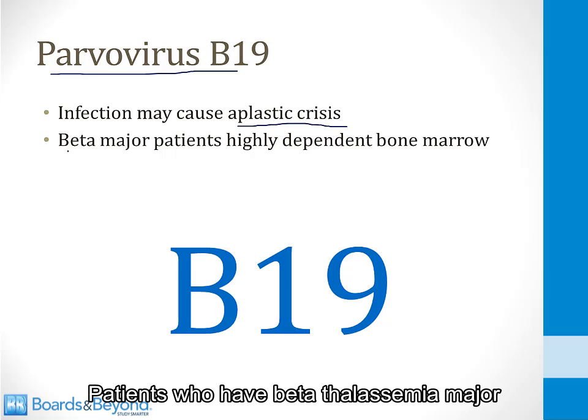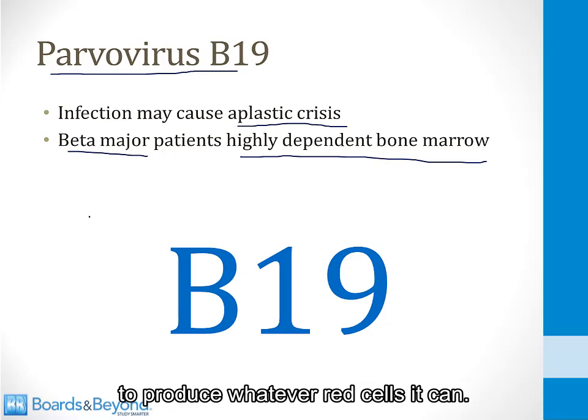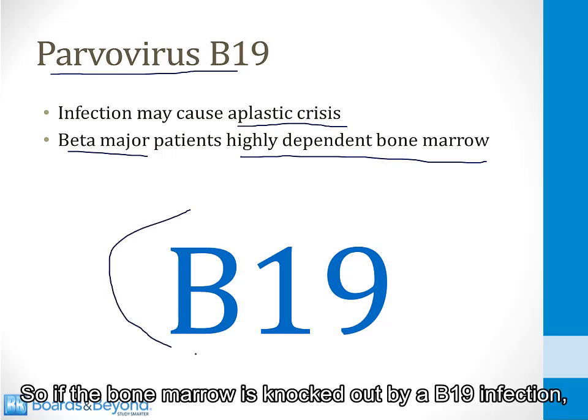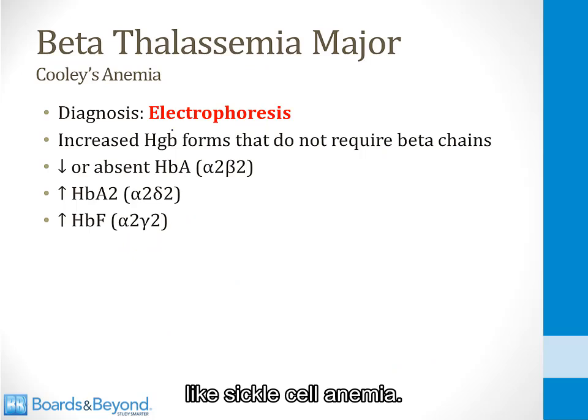Patients who have beta thalassemia major are highly dependent on their bone marrow to produce whatever red cells it can. So if the bone marrow is knocked out by a B19 infection, they can become very sick. This also happens in patients with other severe anemias like sickle cell anemia. You can diagnose beta thalassemia major by using electrophoresis.